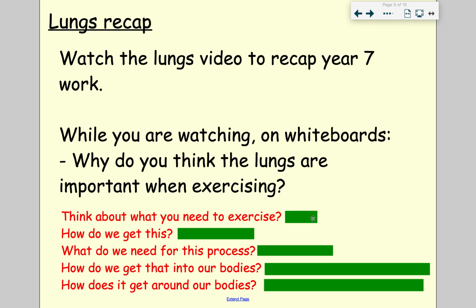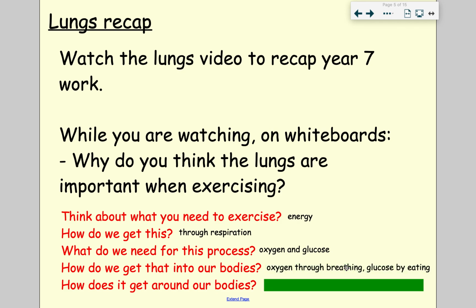First of all then, what do you need for exercise? Energy. If you don't have energy, you can't do any exercise. How do we get energy? It's through that chemical reaction we talked about earlier, respiration. What do we need for this process to happen? Our two reactants during respiration are oxygen and glucose. How do we get this into our bodies? Oxygen, we already said we breathe in, and glucose we get from our food. And how does it get around our bodies? Oxygen goes into the lungs, and then from the lungs it goes into the blood, and then around the body to the cells, and the heart pumps the blood around the body.